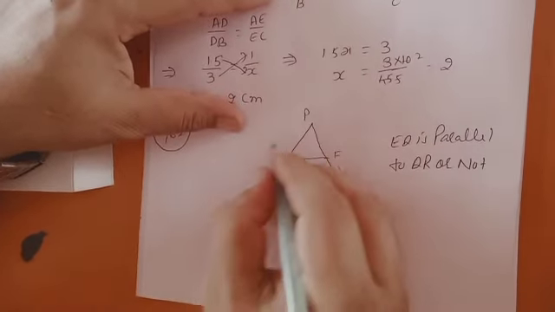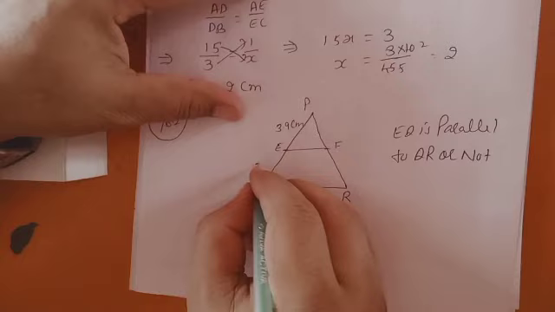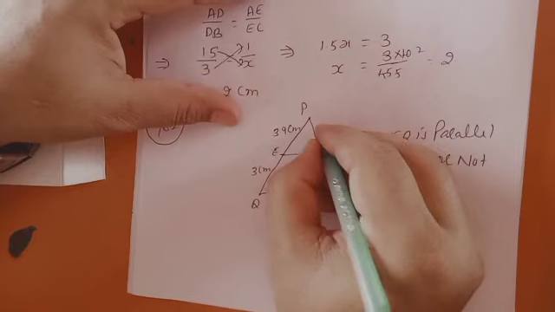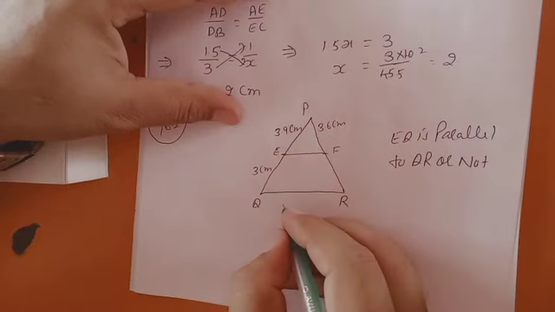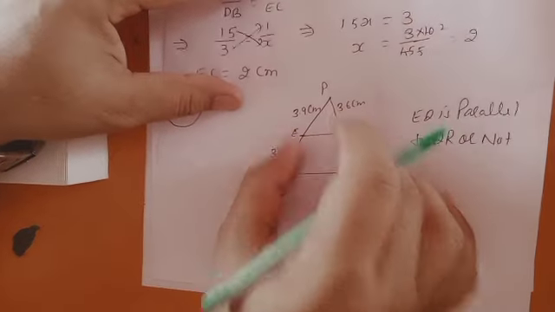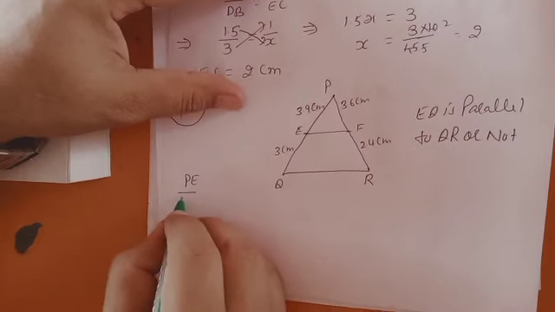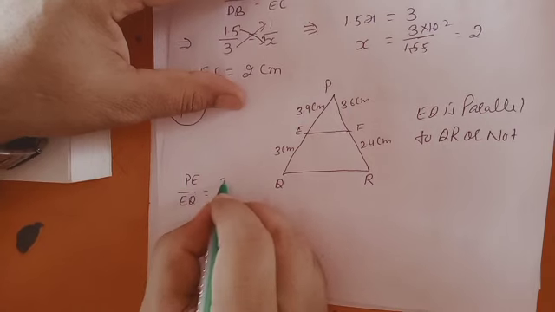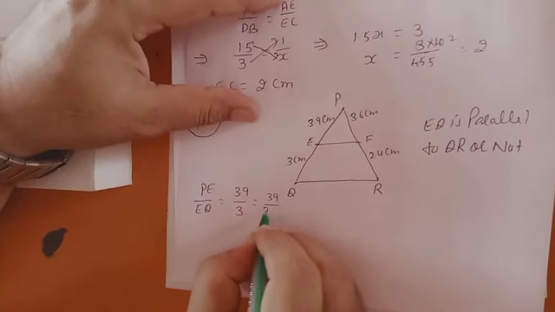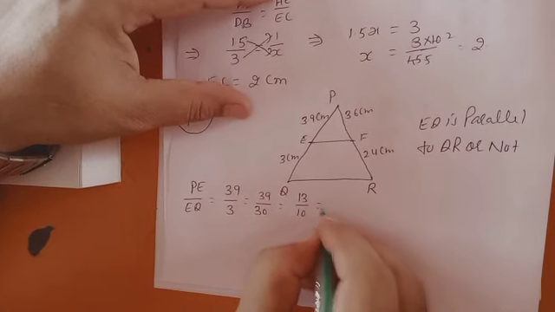It's given PE is 3.9 centimeter, EQ is 3 centimeter. PF how much is given? 3.6 centimeter. FR is 2.4 centimeter. If EF is parallel to QR, first find out what? PE by EQ. What is this? It is 3.9 by 3. Again solve: 39 by 30, divide by 3. So what's coming? 13 by 10, which is equal to 1.3.